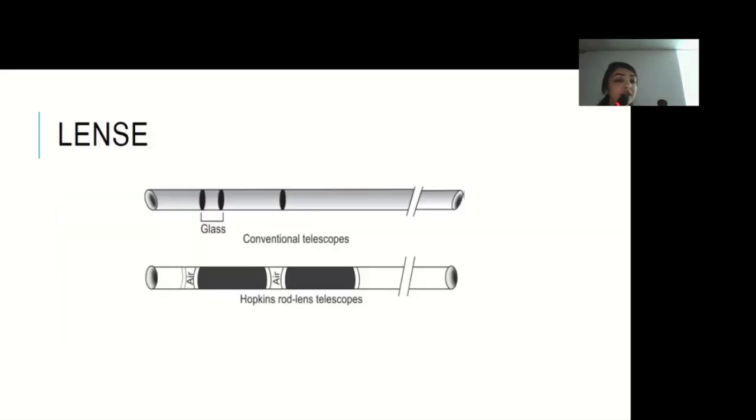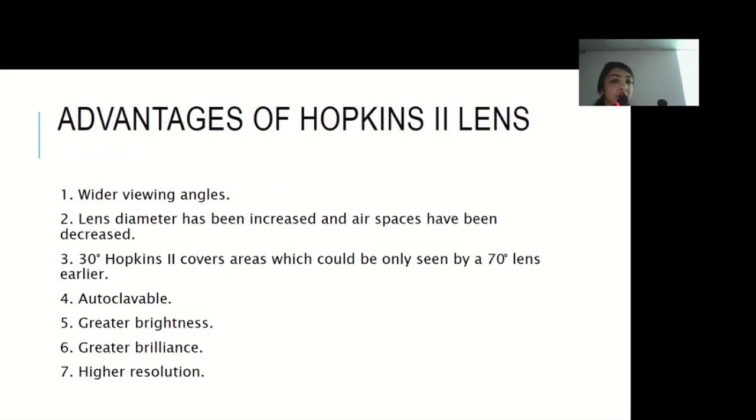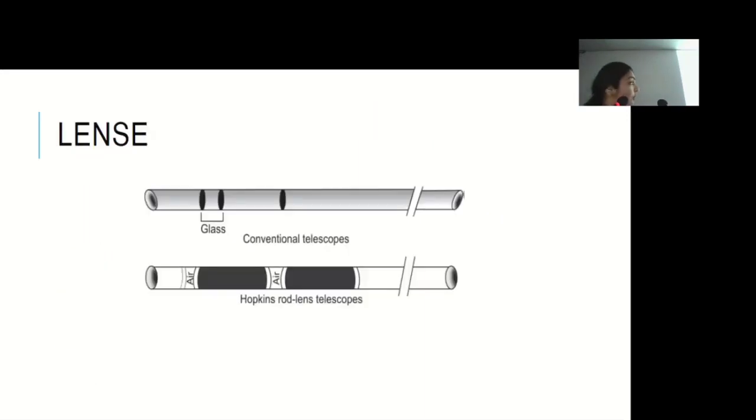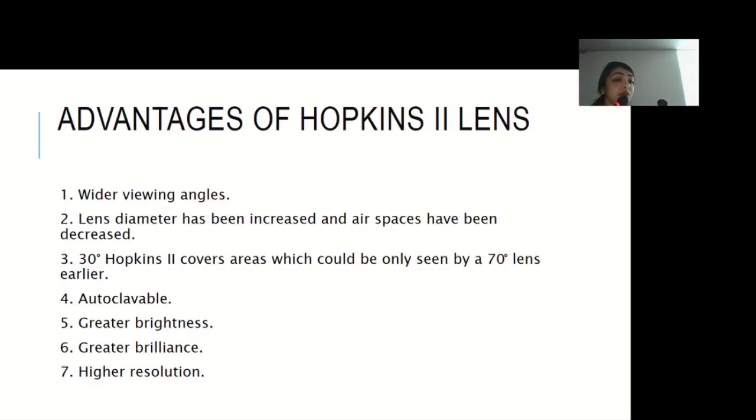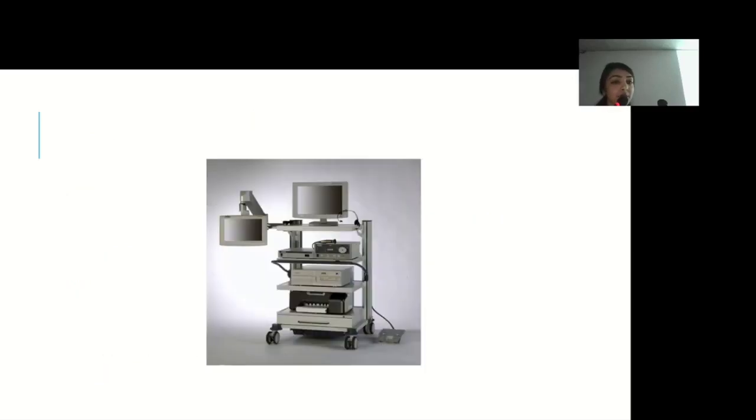So we have the lens system as well. This was the conventional lens system, and these days we use the rod lens system. This whole rod is a lens in cystoscopy. So what are the advantages of the rod lens over the conventional lens system? They give us a wide viewing angle, better brightness and higher resolution than the other system. This is the tower we use for cystoscopy.